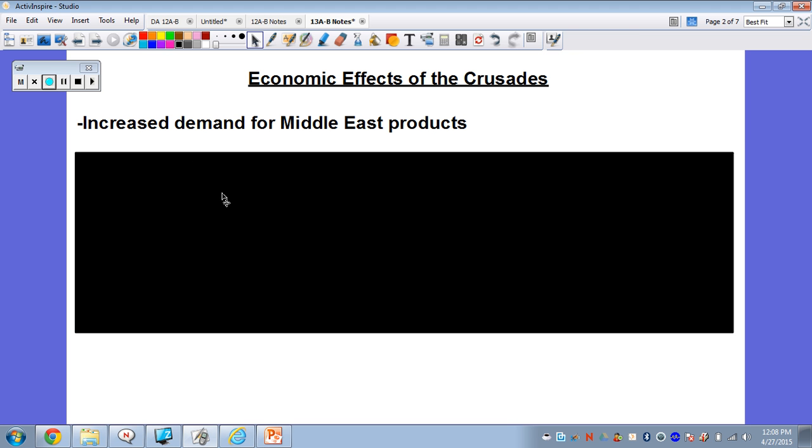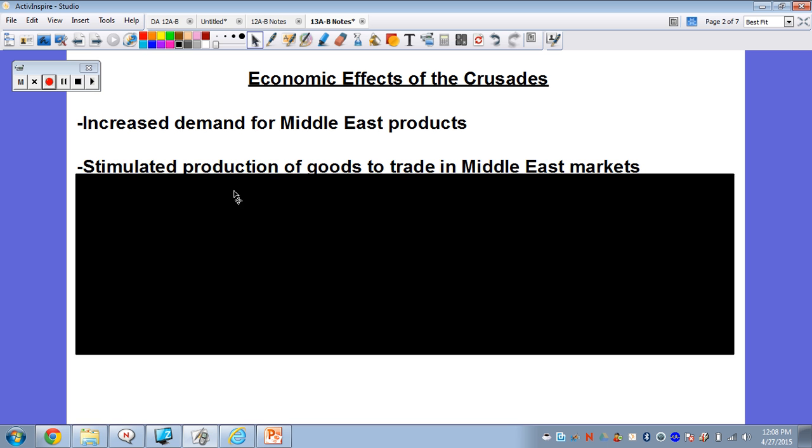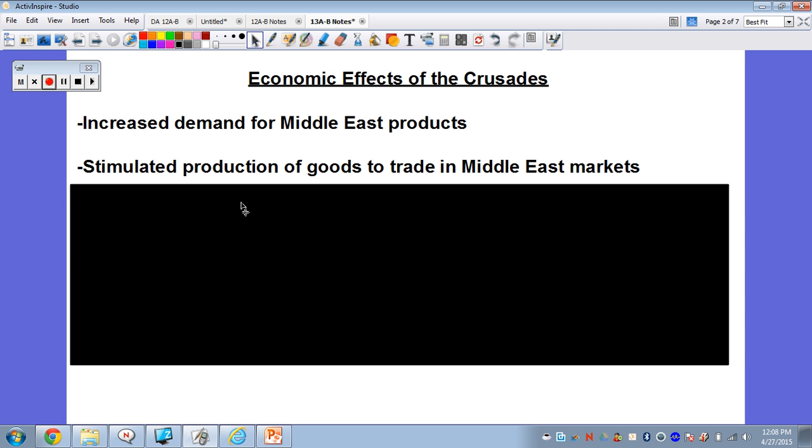The first one is an increased demand for Middle East products. Remember, in the Crusades we had Europeans who'd mostly spent their whole lives living on a manor and never experiencing other goods or other parts of the world, going down to the Middle East and getting exposed to these goods. So when they return to Europe, they still want them, things like pepper, salt, whatever. They want it to make its way back to Europe. So this is going to stimulate the production of goods to trade in Middle East markets. In exchange for getting Middle East and Eastern goods to come to Europe, the Europeans have to create things to send back, okay?